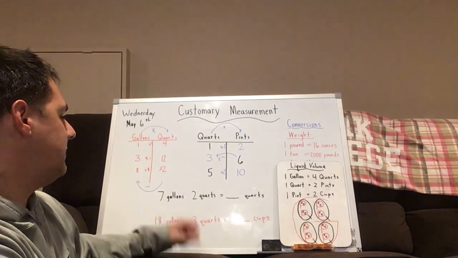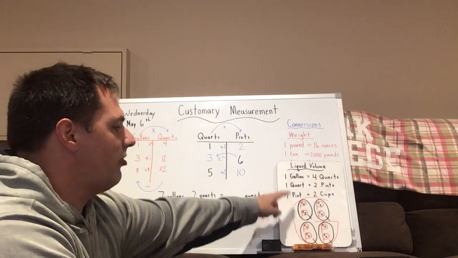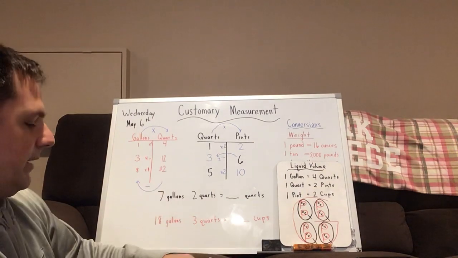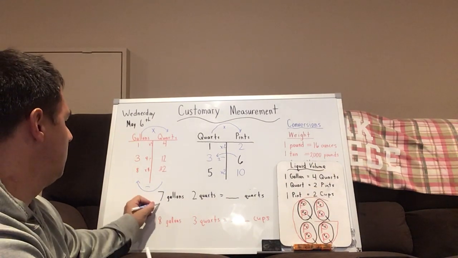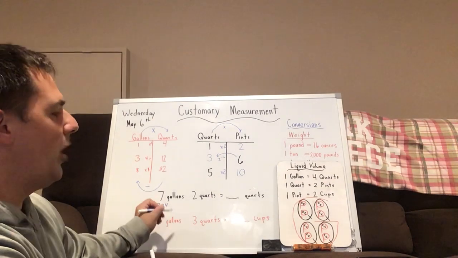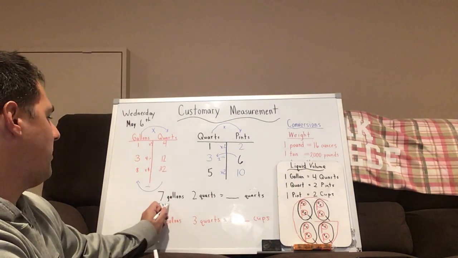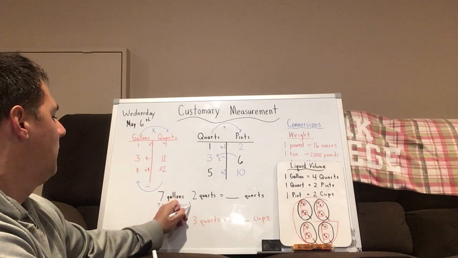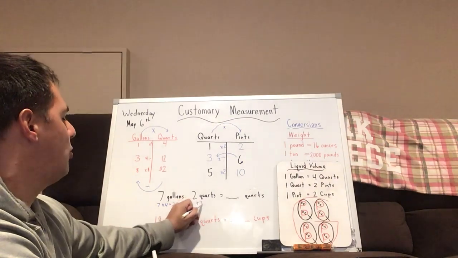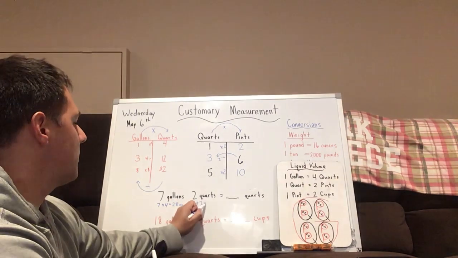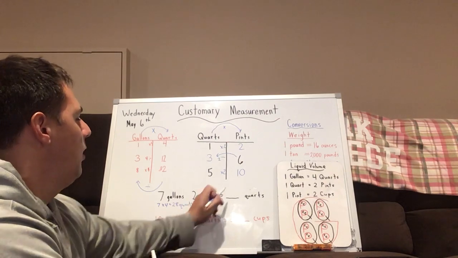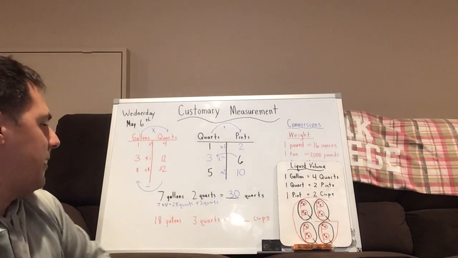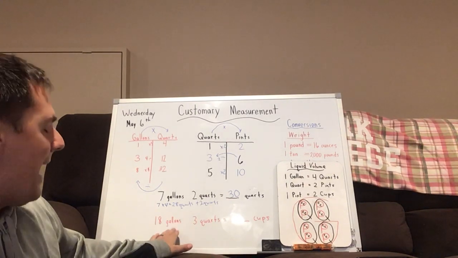So if I have 7 gallons, I have to go to my equation or my picture, and I know that one big G has 4 quarts inside of it. So if I have 7 gallons, I would just do 7 times 4, because 1 gallon is equivalent to 4 quarts. So I know that 7 gallons is really 28 quarts. And I'm just going to add the other 2 quarts that are already there. So 28 quarts plus 2 quarts would just be 30 quarts.